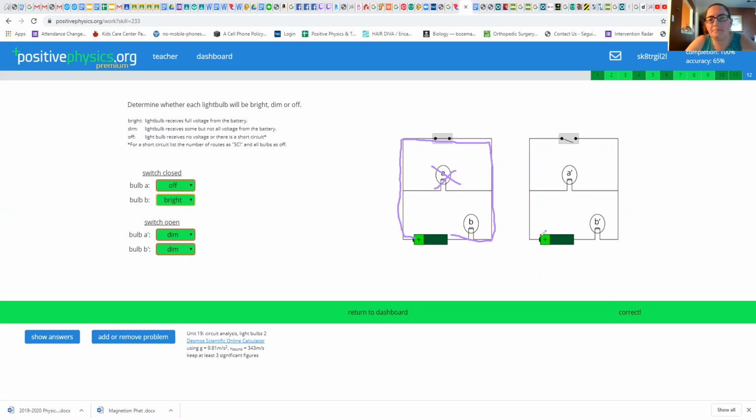Then the next one, it's coming out of the positive end. It's going to go up. It can't go through this wire because this is open. So it has to go through this light bulb here, down, and then back through light bulb B. So both of these, they're sharing. Anytime that they share, you're going to see that they're both dim for this pathway. If it's only one, it'll be bright. If they're two, they're going to be dim. Okay. And that's it for light bulbs 2.